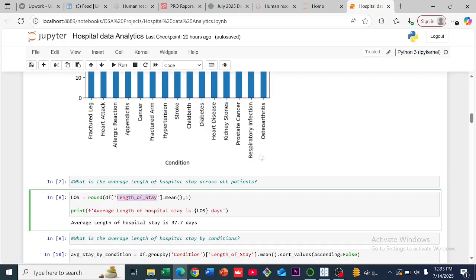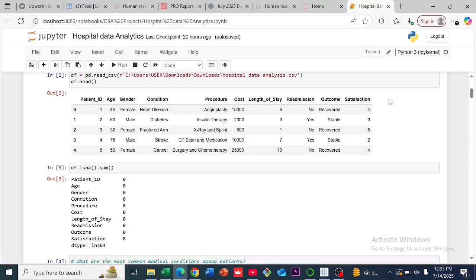So if I go ahead and look at my data set, let me scroll up, you'll see the length of stay column that contains how long each patient has resided. So if you want to get the average length of stay of patients, all you have to do is get this column and call on the dot mean method, and you're able to get the average length of stay.